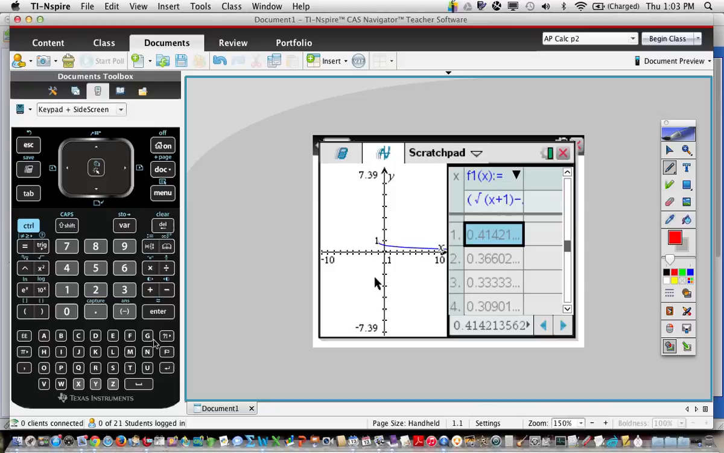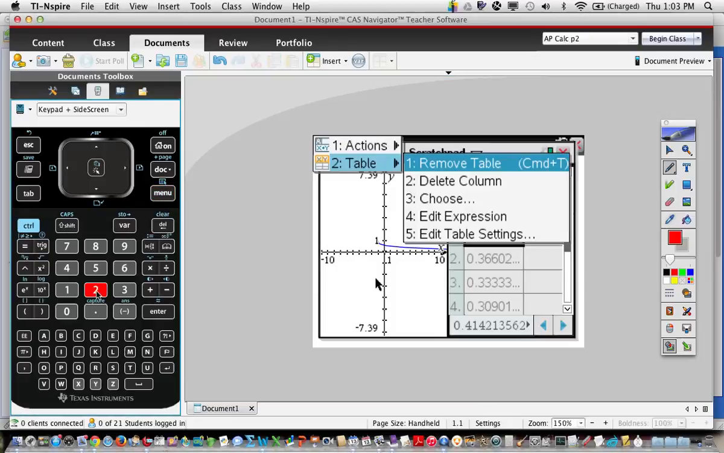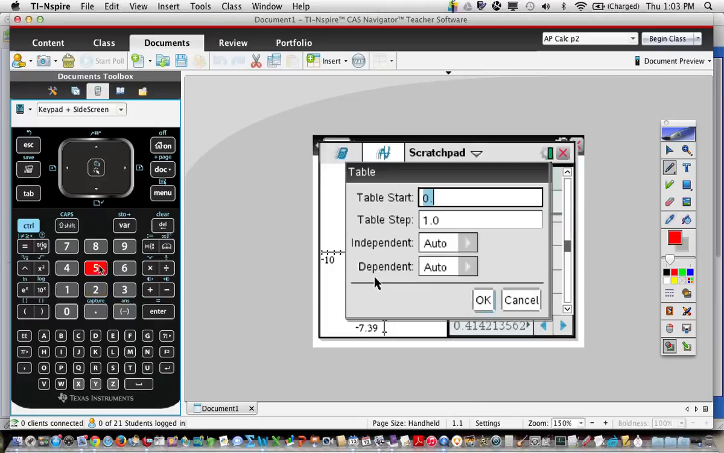What do I need to do now? I need to go to my table settings, right? Now, where do I get that? Menu, number 2, table, number 5, edit table settings. I want my table to start at, where do I want this one to start? We started at 3 on the last one. This one we started at 0.